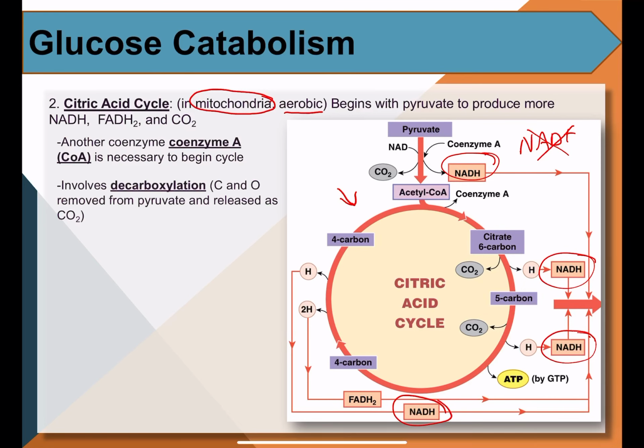All right, so before the start of the Krebs cycle, pyruvate from glycolysis actually needs to be modified through an intermediate step that converts pyruvate into acetyl-CoA. Acetyl-CoA right here. So this is called the intermediate step.